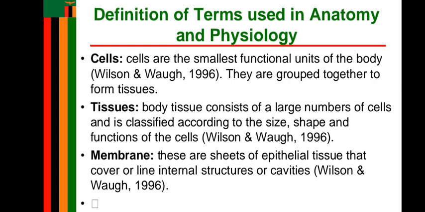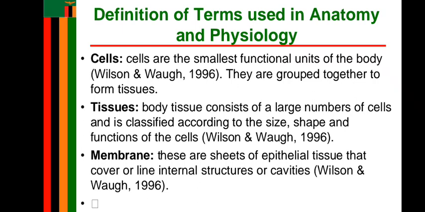Again, tissues: according to the same anatomists, body tissue consists of a large number of cells, and it is classified according to the size, shape, and function of the tissue. This was also done by Wilson and Wolf in 1996. You need to understand that we have four types of tissue: connective tissue, muscle tissue, epithelial tissue, and nerve tissue.